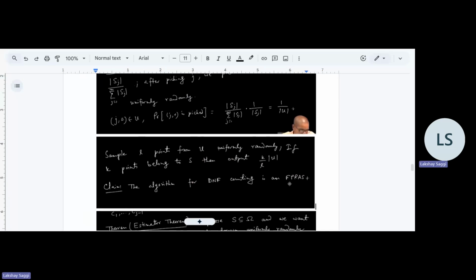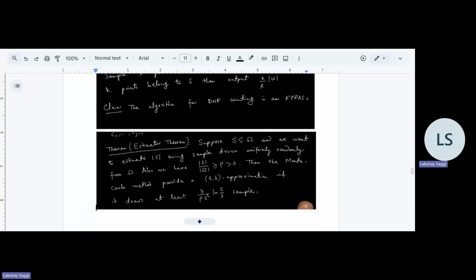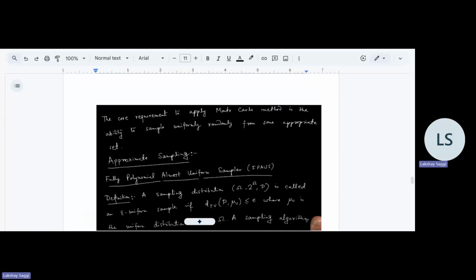So this is the high level idea of the algorithm for DNF counting. You define the set U, you define the set S, and just uniformly randomly sample from the set U instead of uniformly randomly sampling from any arbitrary assignment. And actually, now it can be shown that this algorithm for DNF counting is an FPRAS. So we won't be going again into the proof of that.